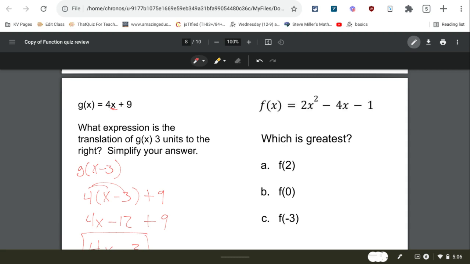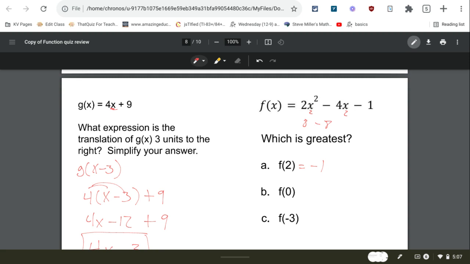Okay, so these are pretty easy to evaluate. You just got to take some time to actually use a calculator to plug them in. F of 2, let's see here. If we plug in 2 for the x's, 2 squared is 4. 4 times 2 is 8, minus 4 times 2 is 8. So that's going to leave us with -1.